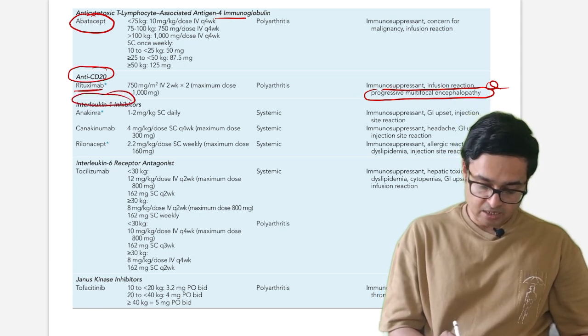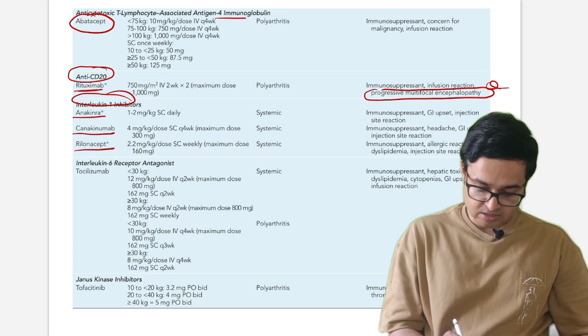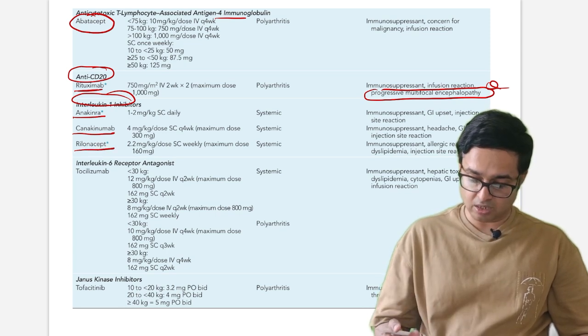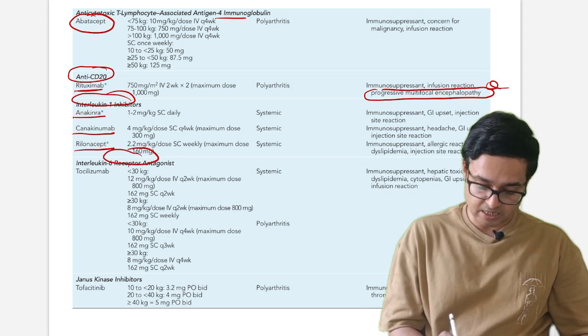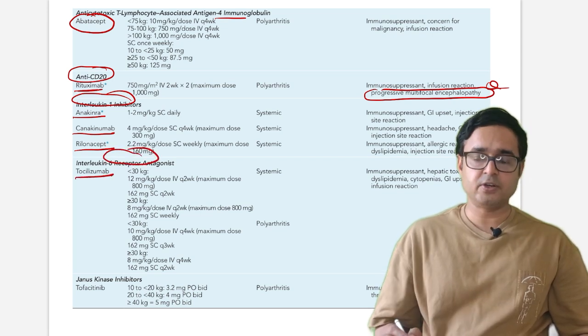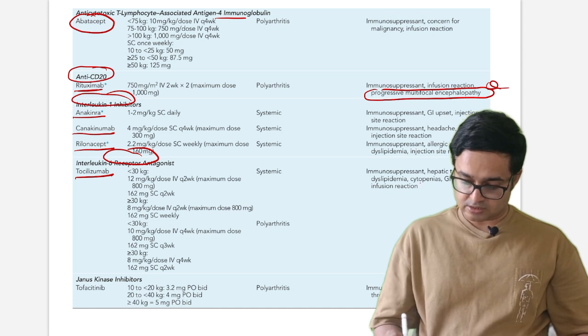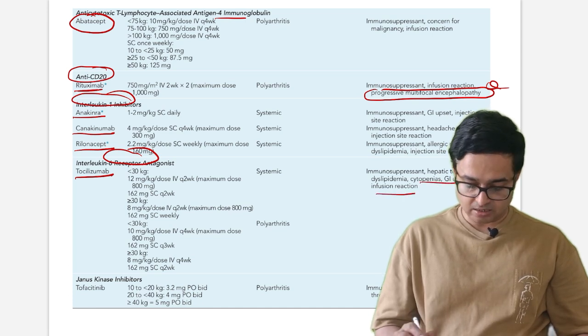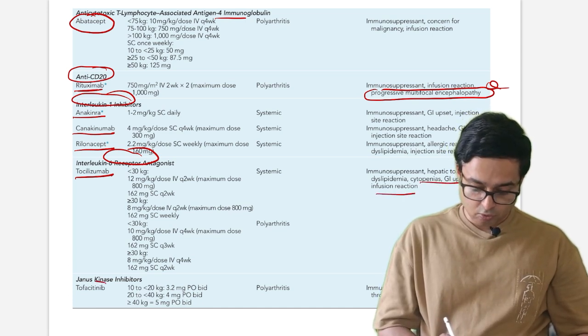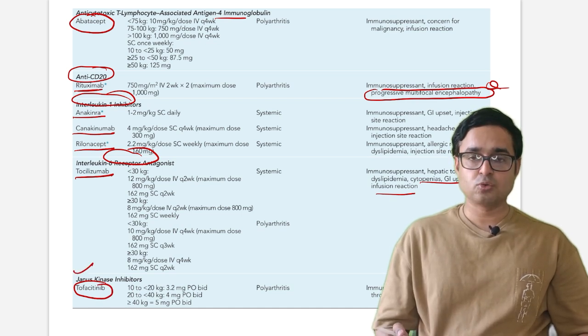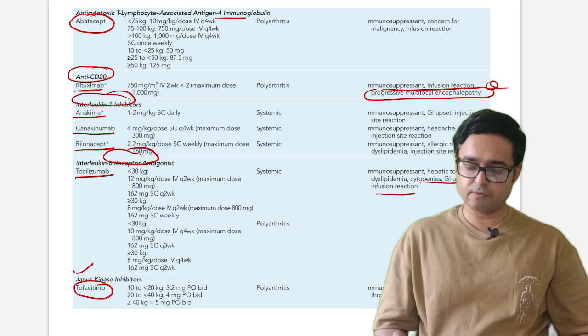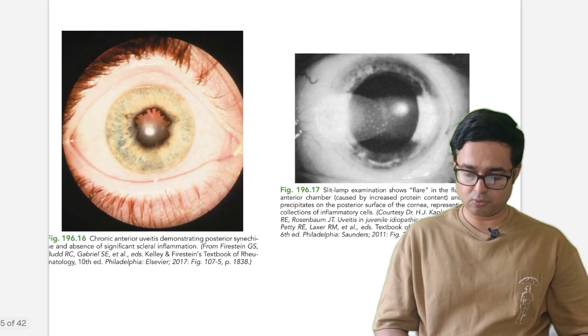Interleukin 1 inhibitors: anakinra, canakinumab, and rilonacept. These are important. This drug has been asked. Interleukin 6 receptor antagonist: tocilizumab, the favorite drug in COVID time. Side effects include cytopenia and GI effects. And tofacitinib, this is a Janus kinase inhibitor. So remember these drug classifications and at least an important side effect of some drugs. You will be good to go.